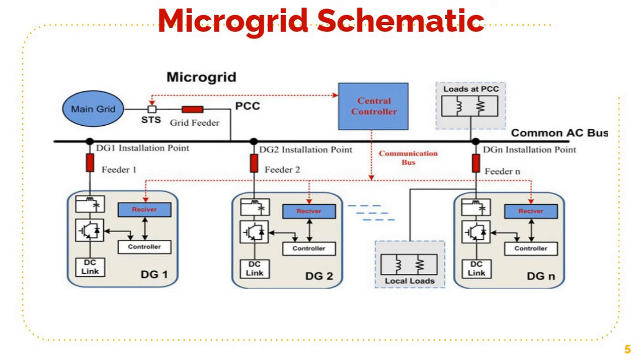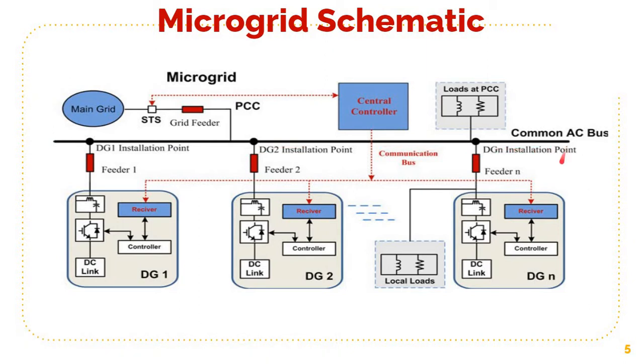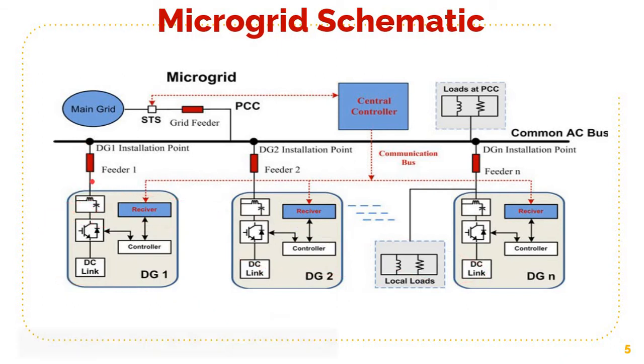This is the general scheme of a microgrid. So there is a common AC bus, and all the microsources are connected, and the loads are connected through feeders to this common bus. There will be some loads at the PCC also.